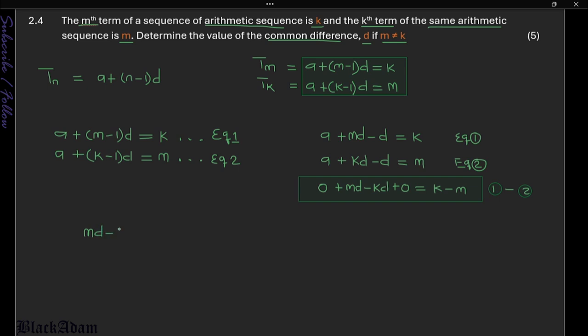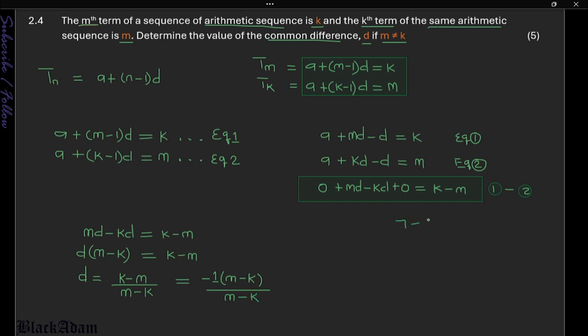Now we have a simplified version, which is md minus kd is equal to k minus m. We have d as a common factor in the two terms, so it's d times m minus k, and that is equal to k minus m. So we divide both sides by m minus k, and we are left with d is equal to k minus m all over m minus k. These terms are the same, just different in order. It's going to be negative 1 times m minus k over m minus k, so that they cancel out.